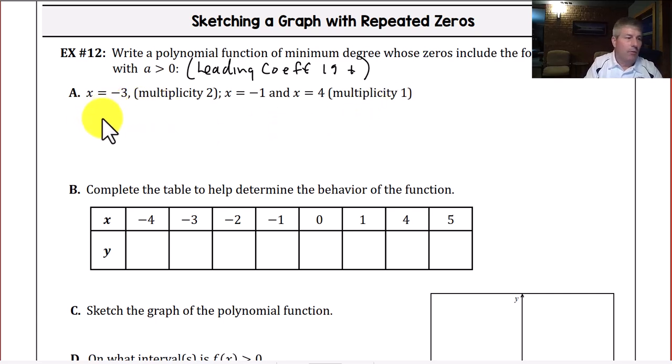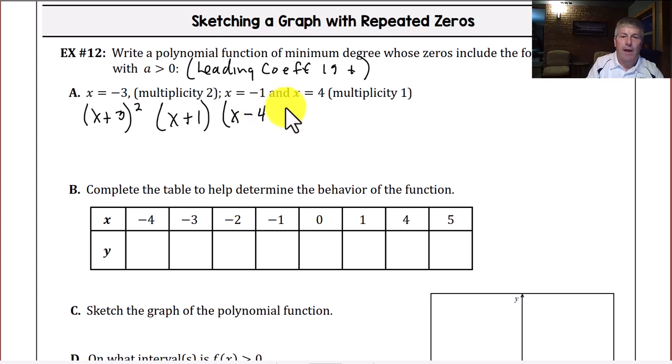So let's take a look at what we got here. X equals negative 3. That's going to come from the factor of x plus 3. So we have a 0 of negative 3. So that's going to come from a factor of x plus 3. And that has a multiplicity of 2. We have x equals negative 1. So that's going to come from the factor x plus 1. And we have x equals 4 is going to come from the factor x minus 4.